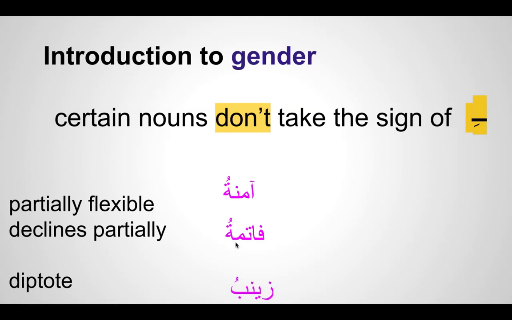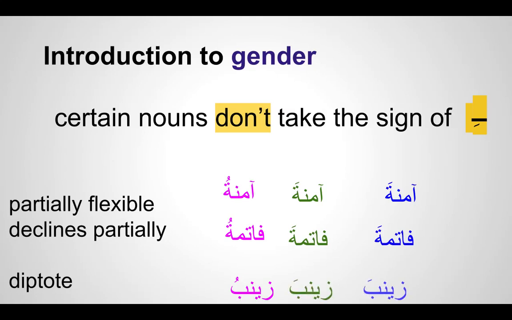And Zainabu. Zainabu is the name of a female, even if you don't say Taa Marbutah. All feminine names do not take kasra. So it will be Aminata. Even if harf jar comes, like Azhabu ila Aminata, I'm going to Amina. Aminata. Fatimatu, Fatimata, Fatimata. Zainabu, Zainaba, Zainaba. They don't take kasra. These are called dip toots. This is what we got to learn.